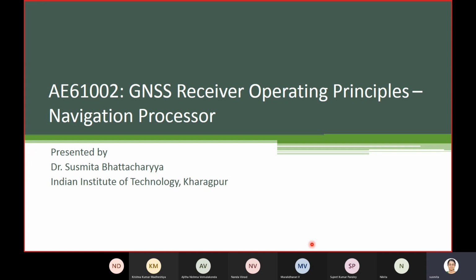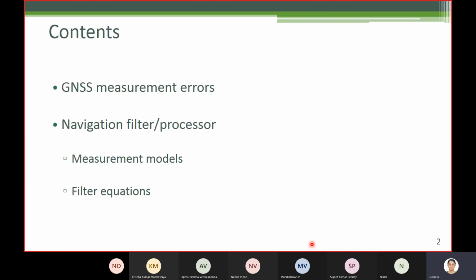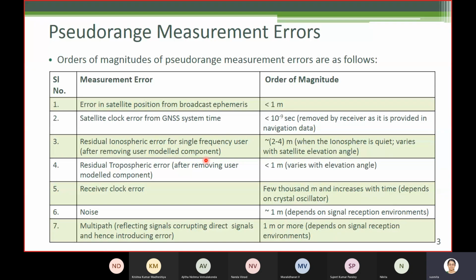Okay, we have come to the last stage of the receiver, which is the navigation processor. Here we'll basically talk about the order of magnitude of different measurement errors and then see the implementation of the navigation filter. In particular, we'll see how the measurement models can be obtained for the filter, and then we'll quickly see the equations of EKF and WLS. We'll not go into the equations because we already discussed this in the class.